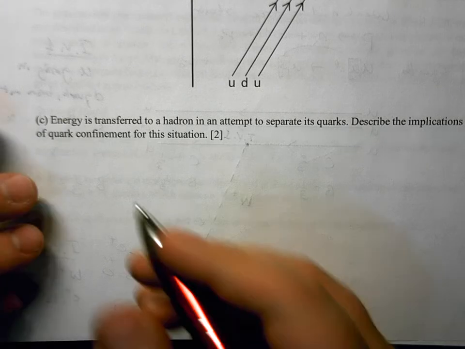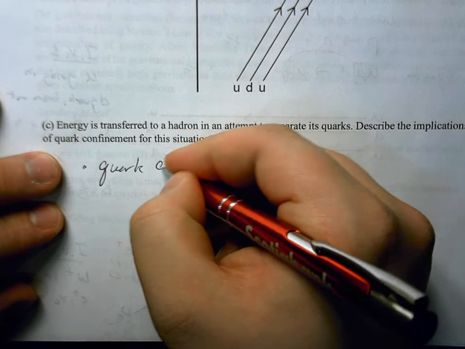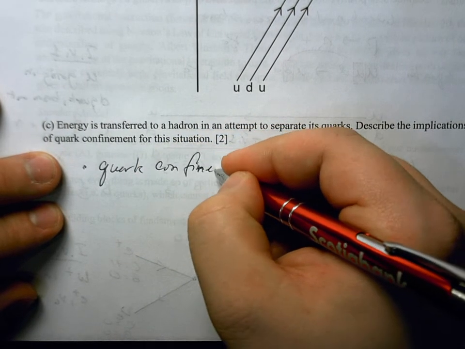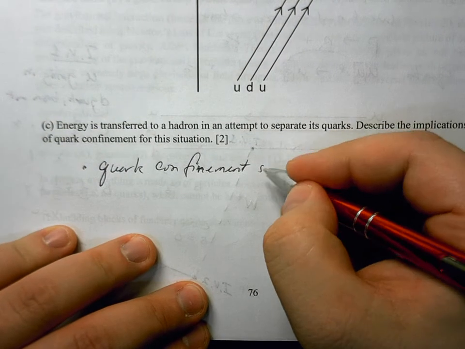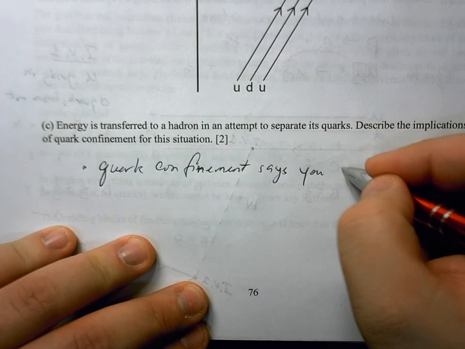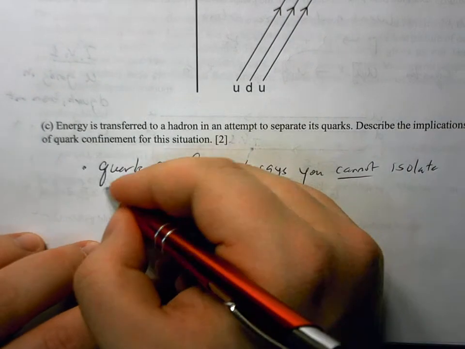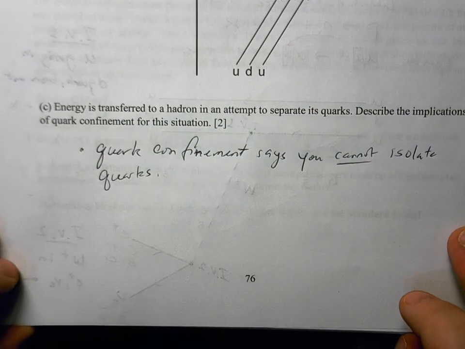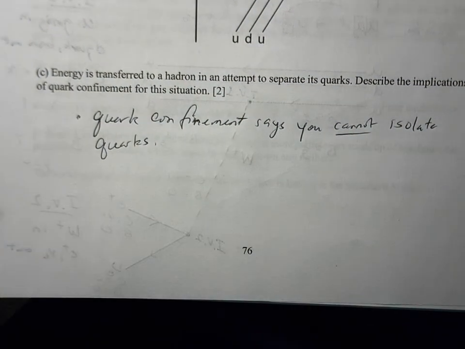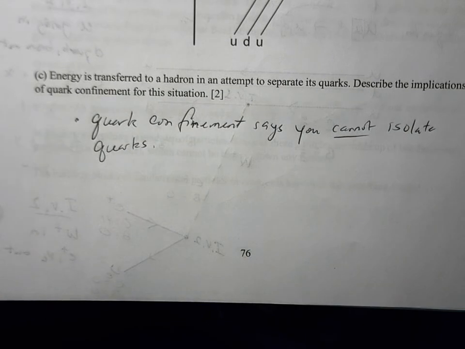Quark confinement means you cannot isolate quarks. Sorry about that. So you cannot isolate quarks. That's the first part. Or you could say, quarks can't be observed as free particles. They have to remain bound to other quarks. As long as you're saying words to this effect, that is okay.